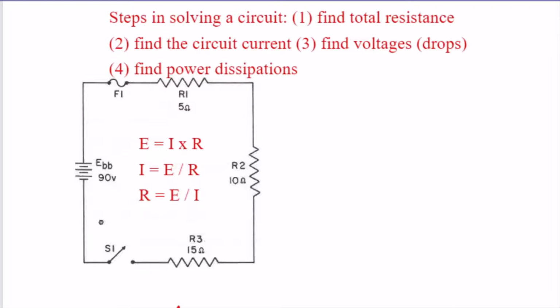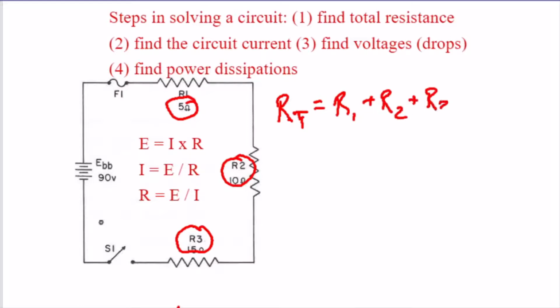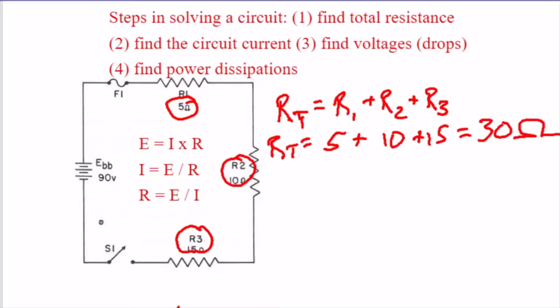As you already know, the resistance in a circuit is going to be the resistance of each of the elements in the circuit. In this case, they're simple resistors, so we're going to look at the resistance of R1, R2, and R3. To get the total resistance, which I'm going to call RT for total, it's equal to R1 plus R2 plus R3. So we add them up: 5 plus 10 plus 15 is equal to 30. So the total resistance is equal to 30 ohms.